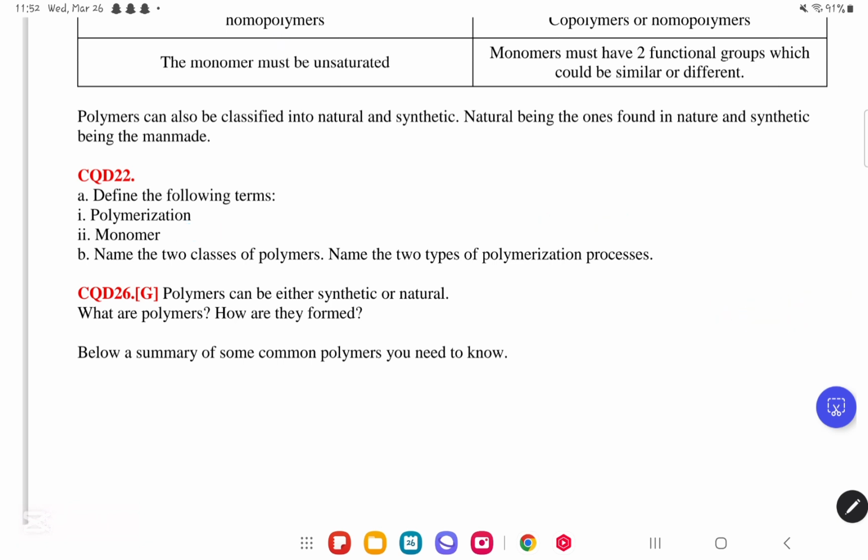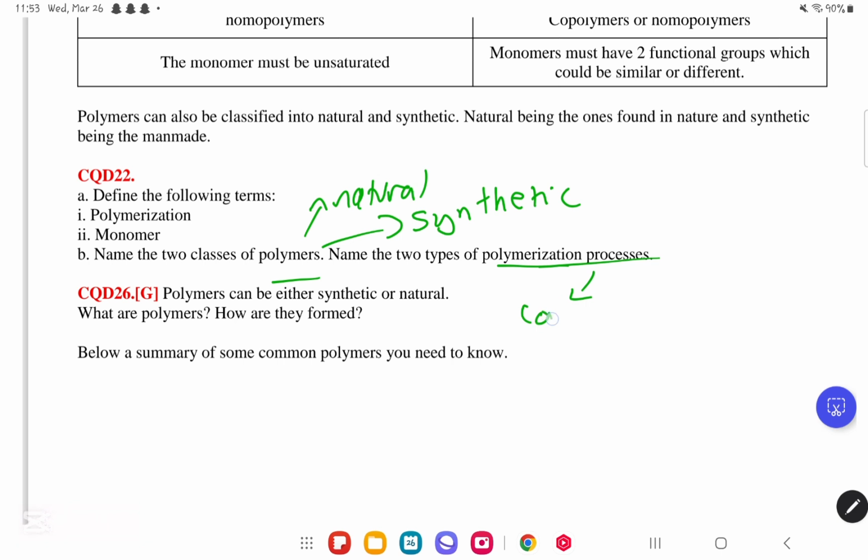Okay, now for part B, name the two classes of polymers. Name the two types of polymerization processes. We have two classes of polymers. They are either natural or they are synthetic, meaning they are processed. Synthetic. Okay, and then two types of polymerization processes. They are condensation and addition. That's pretty much it for CQD number 22.